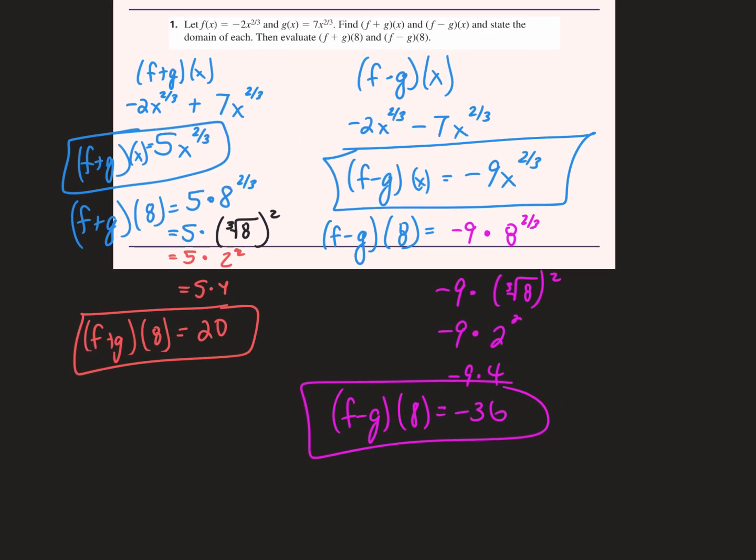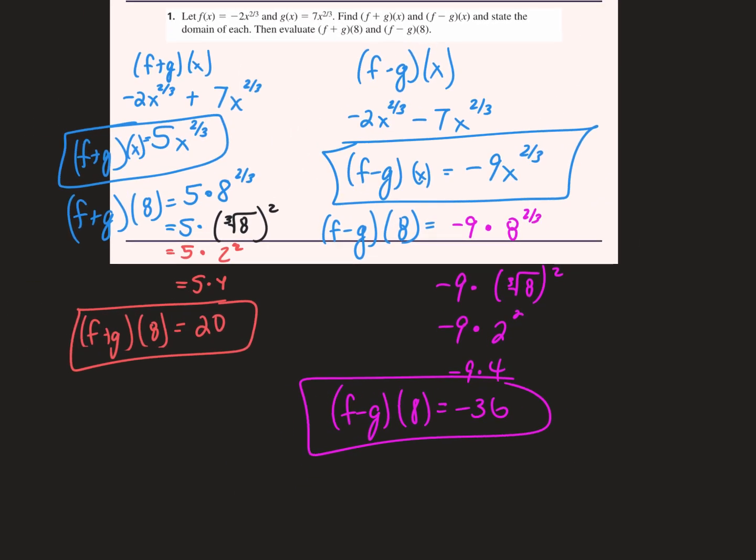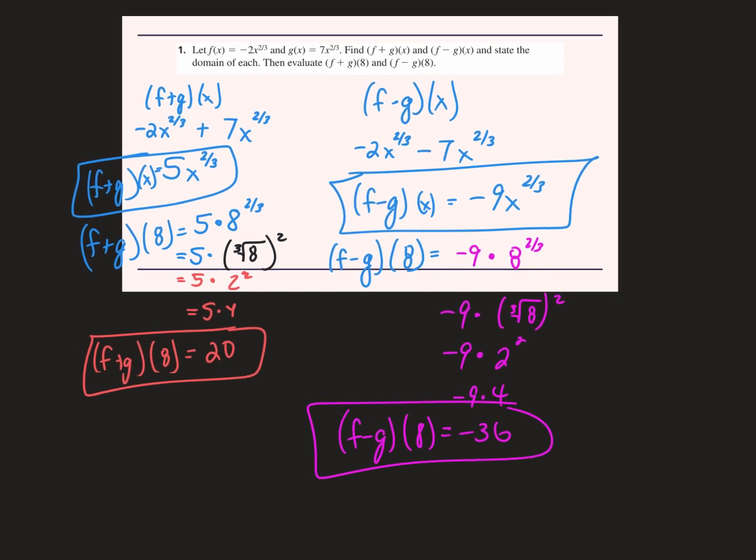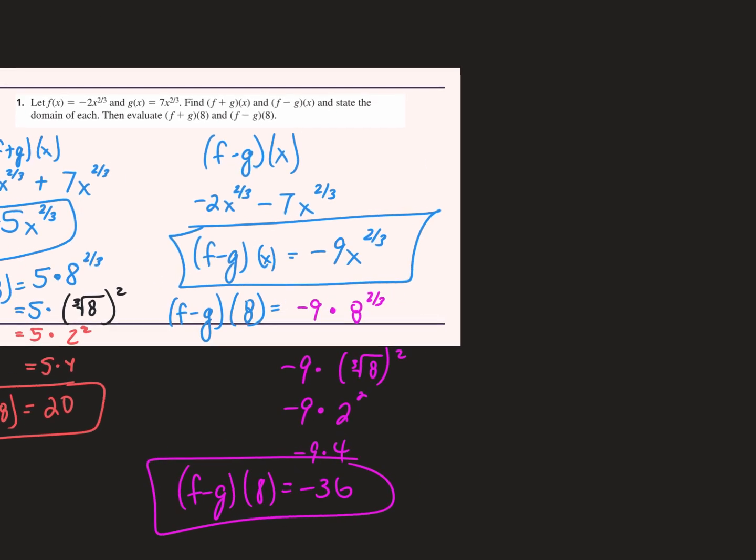Now notice, by changing just one little thing, a plus to a minus, it changes both answers when you leave it in terms of x and when you leave it in terms of a number. Do I have any domain restrictions here? Why do you say no? That's a very good question, very good answer. Why is it no? I see a radical. We can use all real numbers.